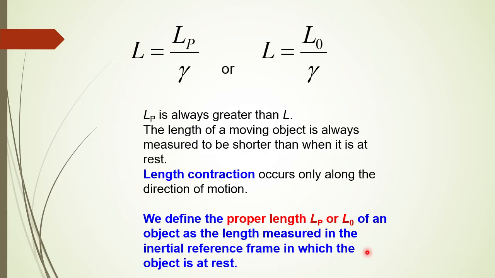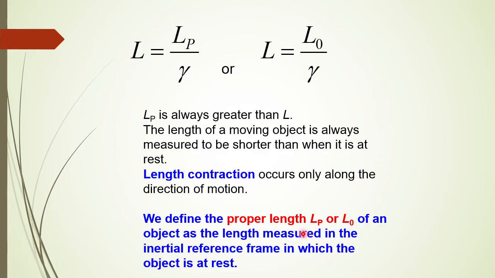As long as I'm moving, I will not get the proper length, I'll get a different length. What I'll get is a length-contracted length as long as I'm moving with respect to it. This also applies to objects. Let's say I'm on the ground, at rest with respect to the ground, and I want to measure the length of a plane that is moving across. I will definitely measure a different length from its proper length.